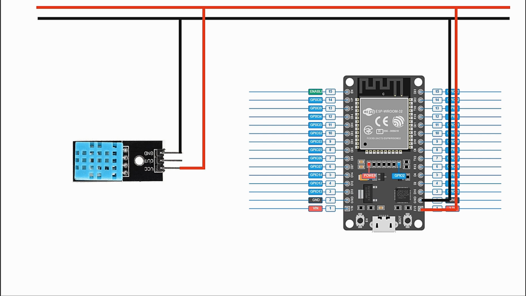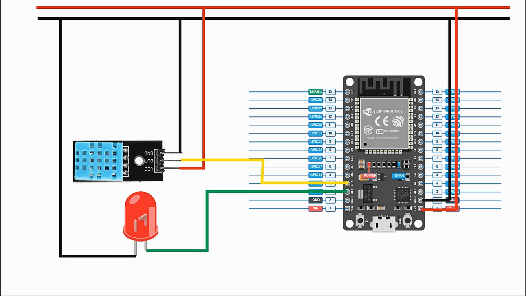And the next step is the data out line. I am just going to connect it to GPIO12 of the ESP32 Room 32 development board. And the final step that I am going to do is connect an LED, a red LED, to GPIO13 of ESP32. So the anode of the LED is connected to the GPIO13 pin of the ESP32 development board, and the cathode is connected to the common ground rail of the circuit.